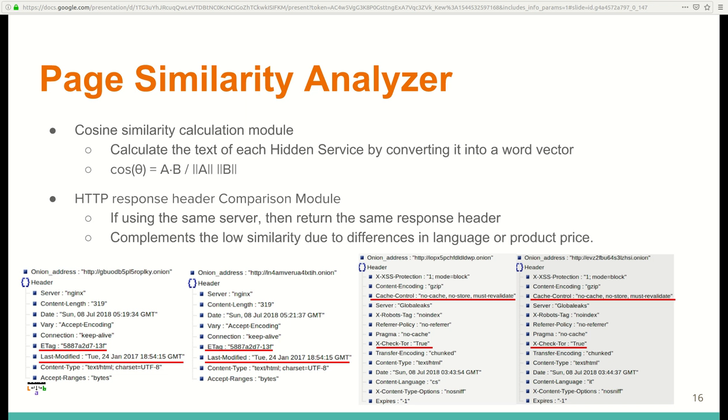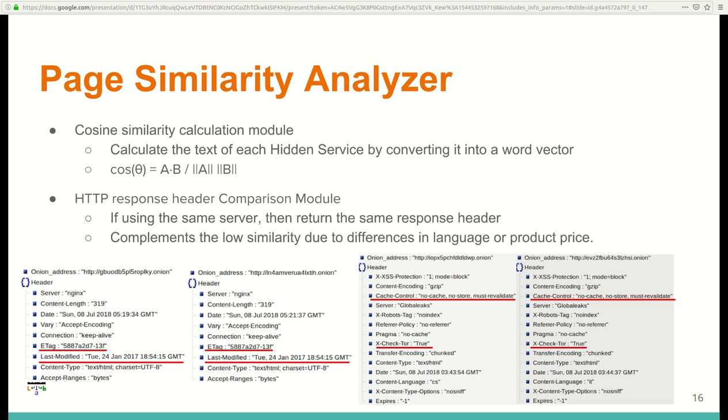The analyzer uses a cosine similarity calculation module to find duplicated hidden services. It converts the text of 2 hidden services into word vectors to calculate their similarity. It also uses an HTTP response header comparison module. If both hidden services use the same server, it can be assumed they return the same response header.